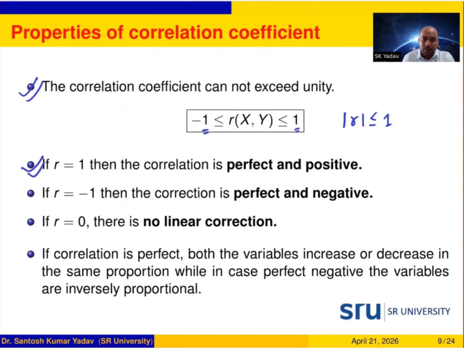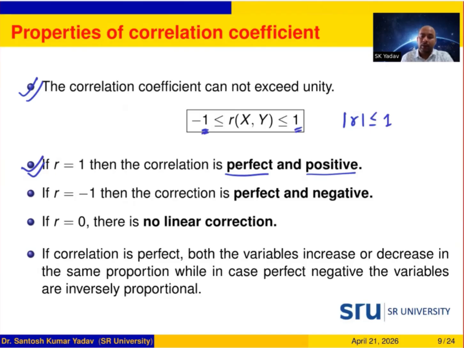If r is 1, we say perfect and positive correlation. The sign denotes whether the correlation is positive or negative, whereas the strength is shown by how near r is to 1 or -1, which shows strong correlation. If r is, let's say, 0.5, it is a mild correlation. And if r is near about 0, it shows a very weak correlation between x and y.